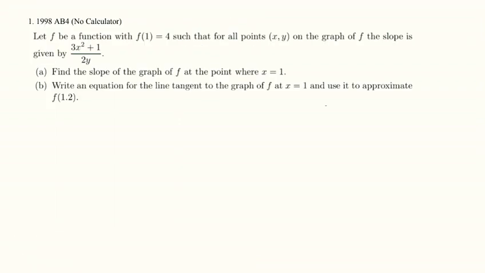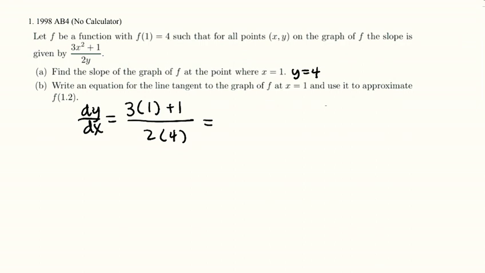Okay, this first one is from 1998. It's AB number 4. So we've got a function, they give us a point, and they give us the slope. So find the slope of the graph at the point where x equals 1. So we know that at the point where x equals 1, y is equal to 4. And so the slope is 3 times x squared plus 1 over 2 times y, which is going to be a half. Okay, that was pretty straightforward.